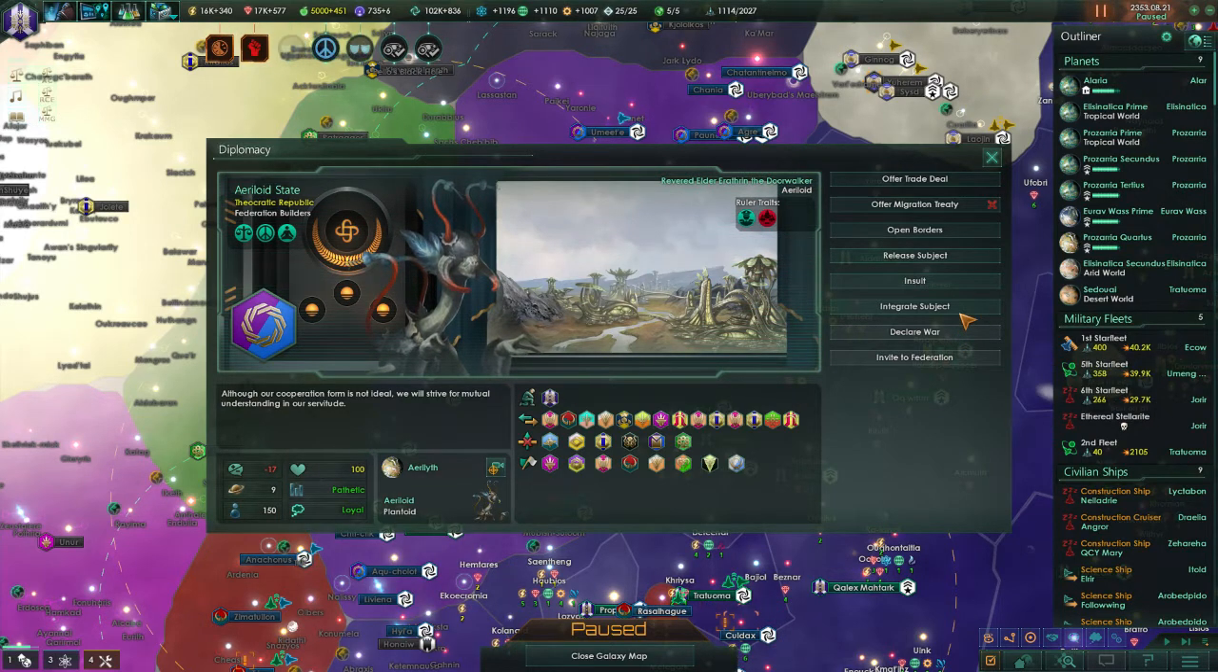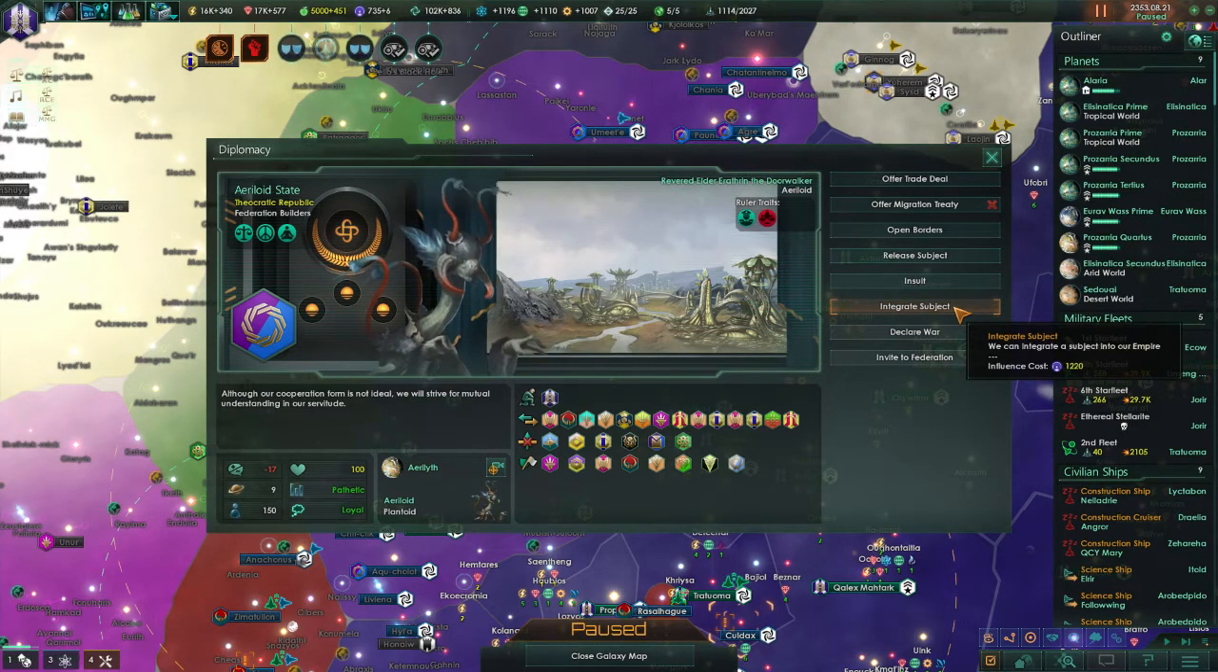But I'm just going to show you how to integrate them. So, integrating the subject into our empire. These guys have been under my control for, I think, 1,800 days. So for a while, I think it's like 10 years or something if we work out the math. Something around there, quite a while. 1,800 divided by 365, I think, right? So we integrate the subject. 1220 is the influence cost. I can only have a max of 1,000 influence, and right now I currently have 735.